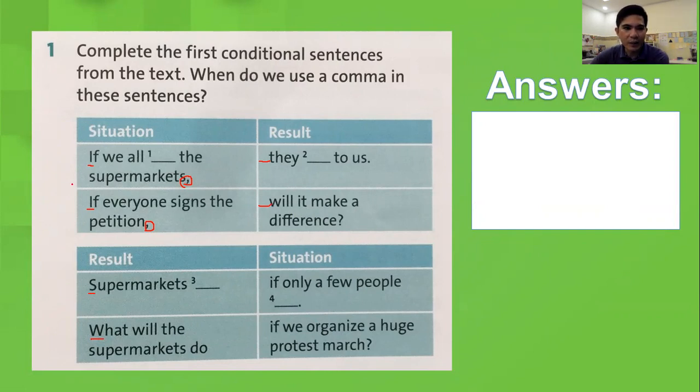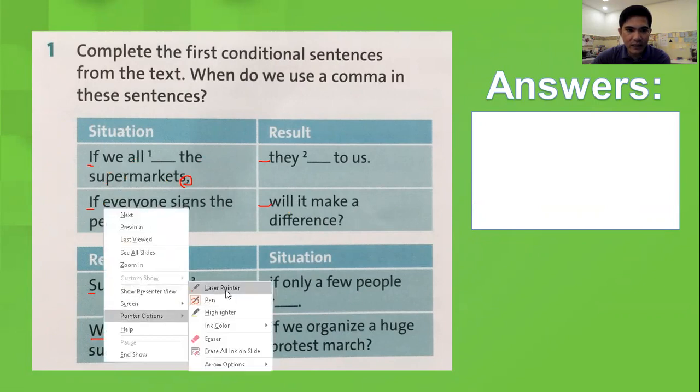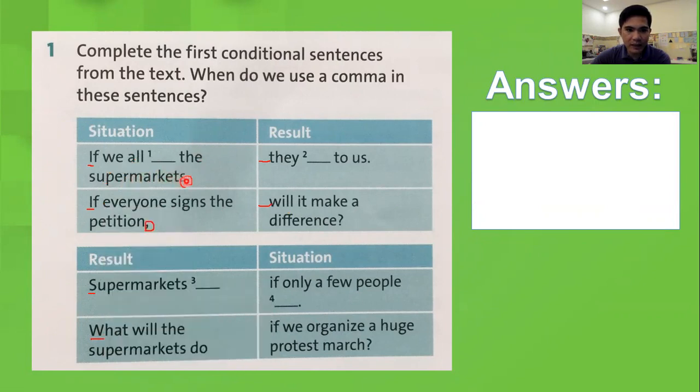exercise. All right, number one, if we all blank the supermarket, comma, they blank to us. If we all blank the supermarkets, comma, they blank to us. Let's try to answer. Number one, if we all boycott the supermarkets, they will listen to us. They will listen to us.